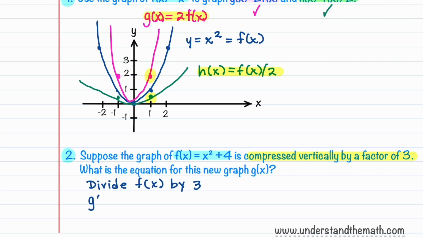This gives us g of x is equal to f of x divided by 3, and this is equal to the quantity x squared plus 4 divided by 3. And that's g of x.